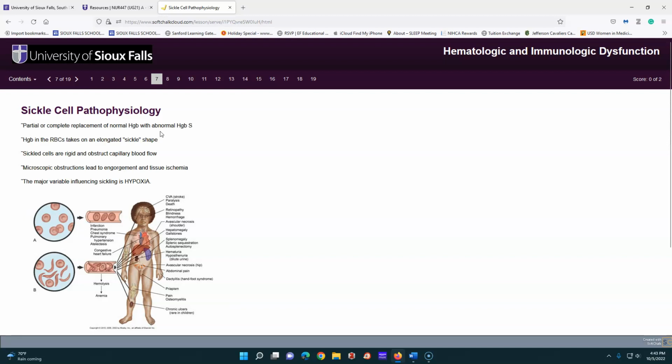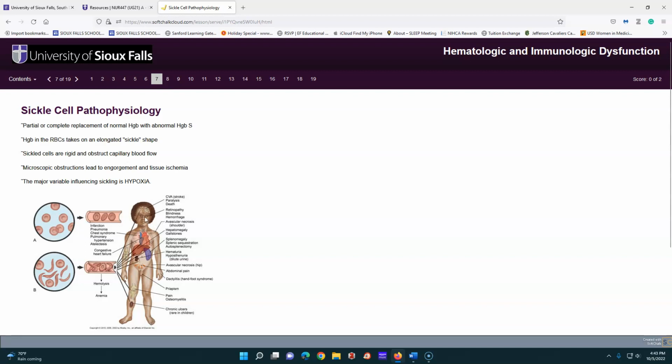So we talked about replacing this normal hemoglobin with abnormal hemoglobin S for the sickle. And so it takes that sickle shape. So sickle, think about those old farm implements that they used to cut. That's a sickle. That's where you get this name from. But they're long, they're rigid, and they obstruct that blood flow. So if you think about diabetes and you get microvascular things, it's all the same stuff.